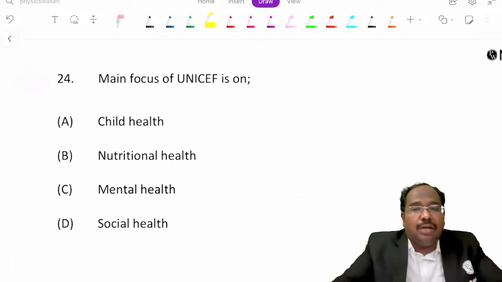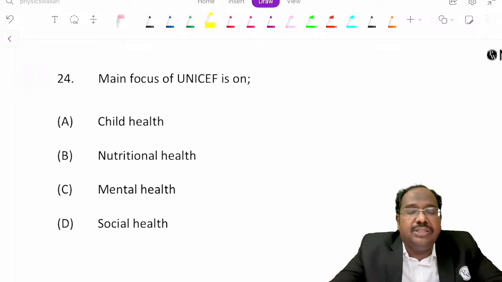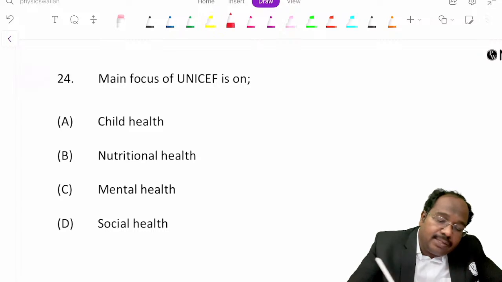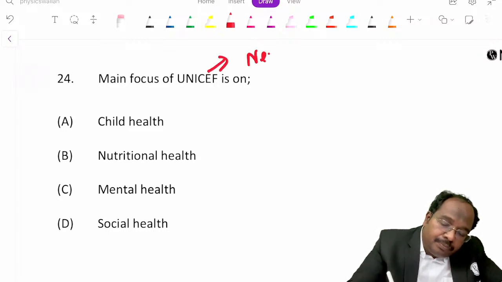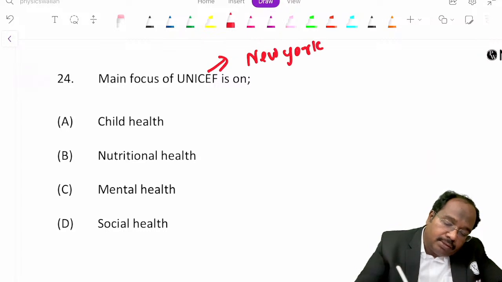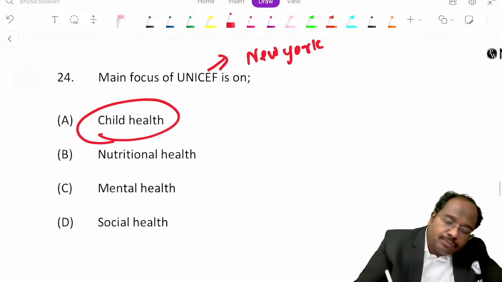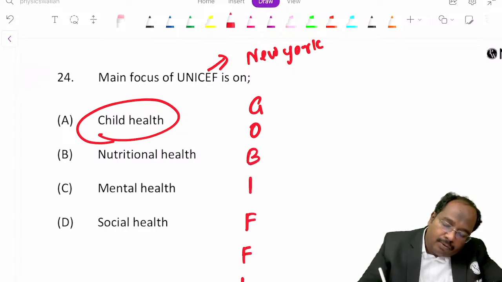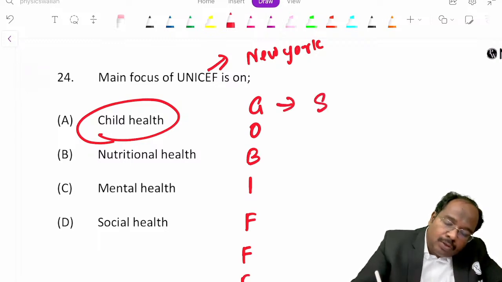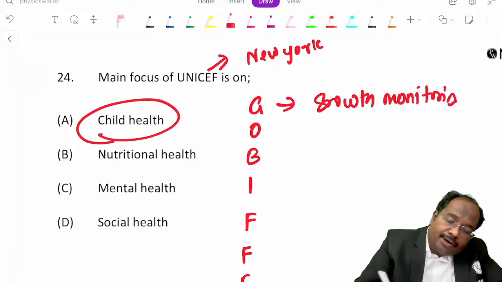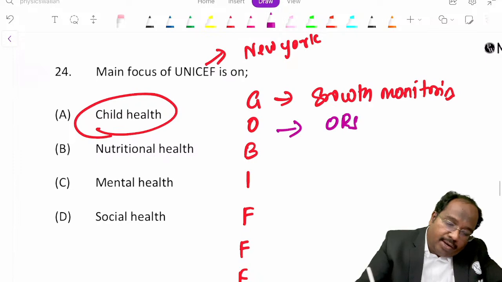What is the main focus of UNICEF? UNICEF means United Nations Children's Fund. Its headquarters is located in New York. The answer is child health. It mainly focuses on child health and child nutrition. There is an acronym, GOBI triple F. Growth monitoring for UNICEF, growth monitoring, ORS, breastfeeding.